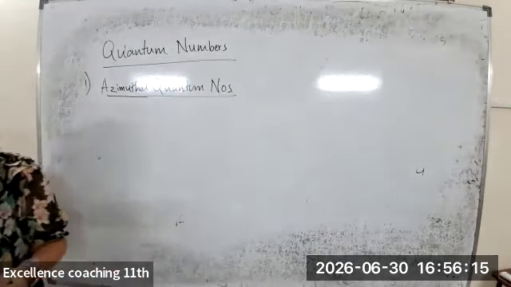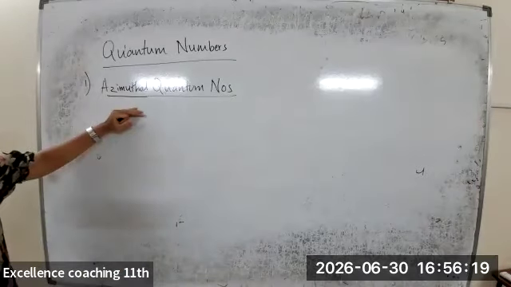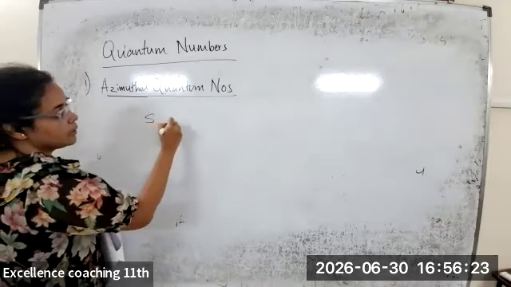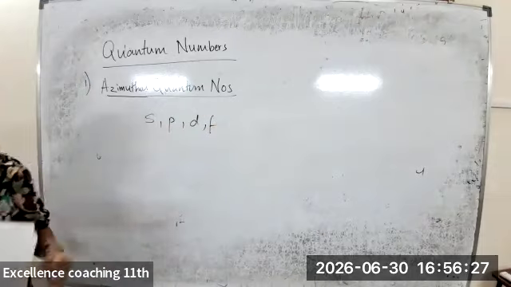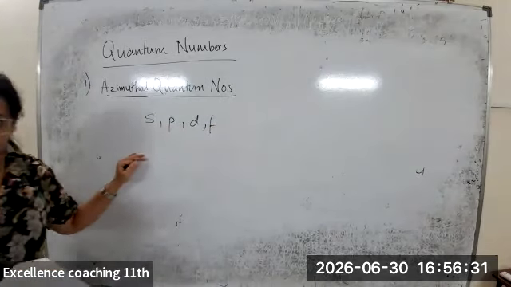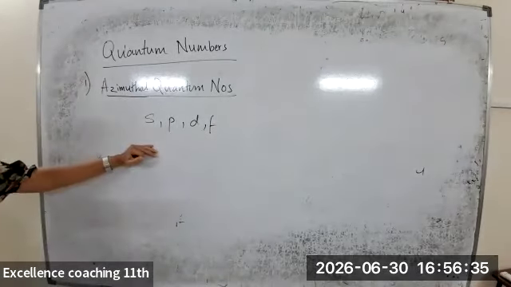So when I speak about the subshell, what information do I get? Subshells are nothing but S, P, D, F. You all must have heard about these orbitals, right? Never heard? Okay, some have heard, some have not heard. So these are your subshells.